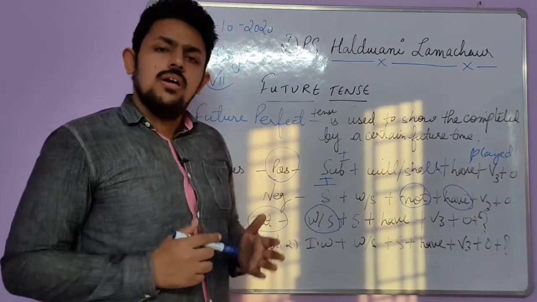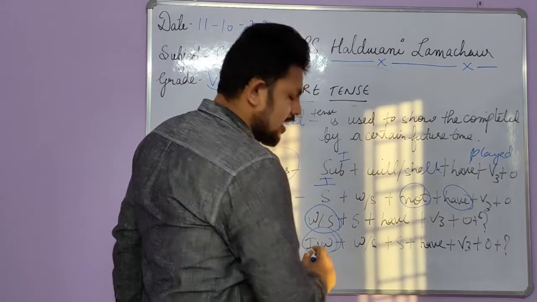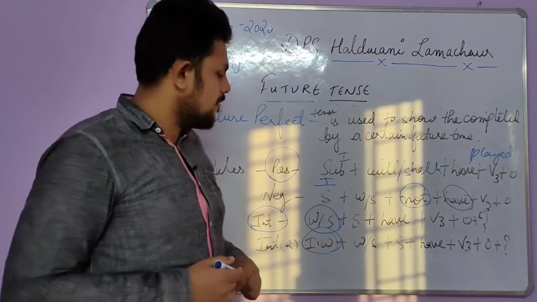Now the second form. Again I will not tell you. You just put the interrogative word in the beginning. That can be when, how, where.